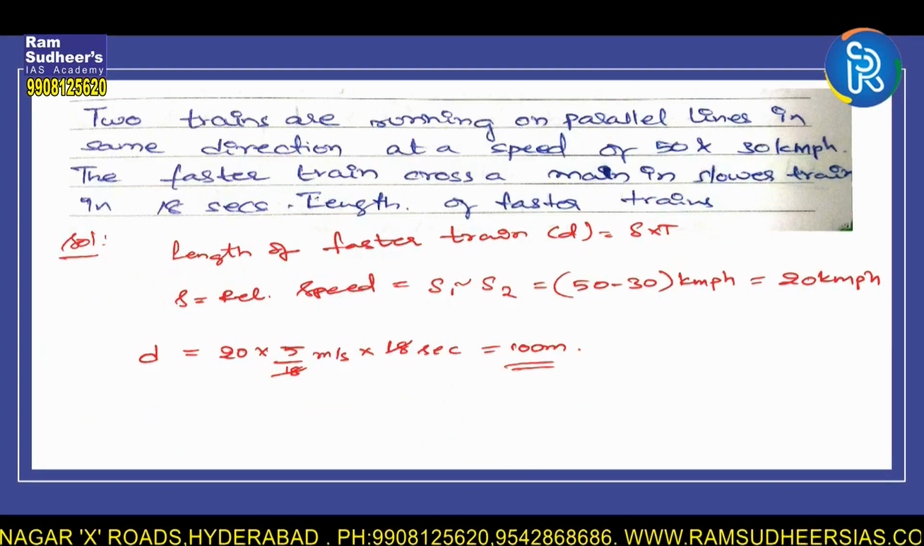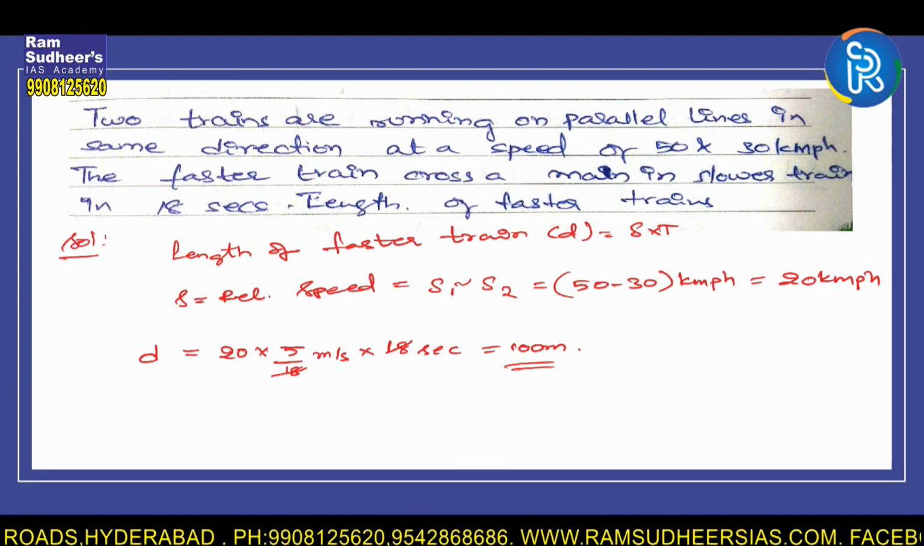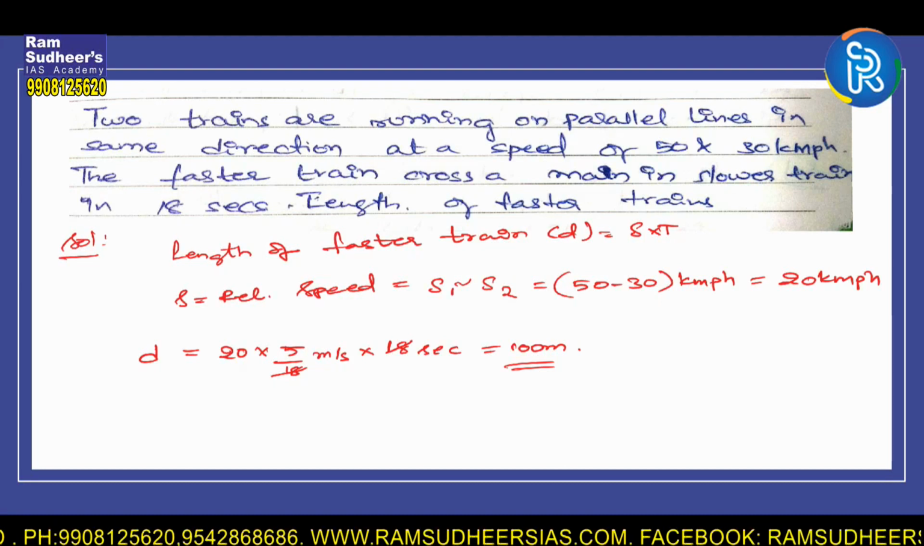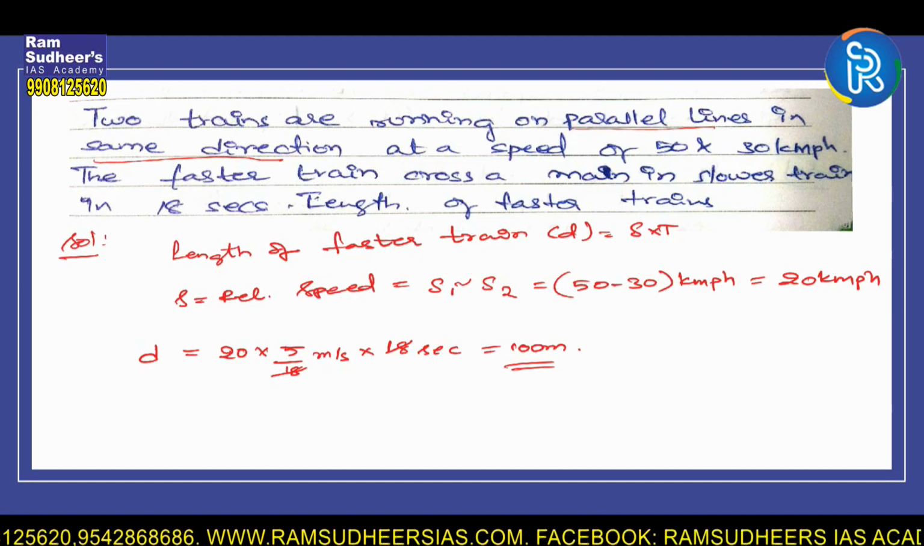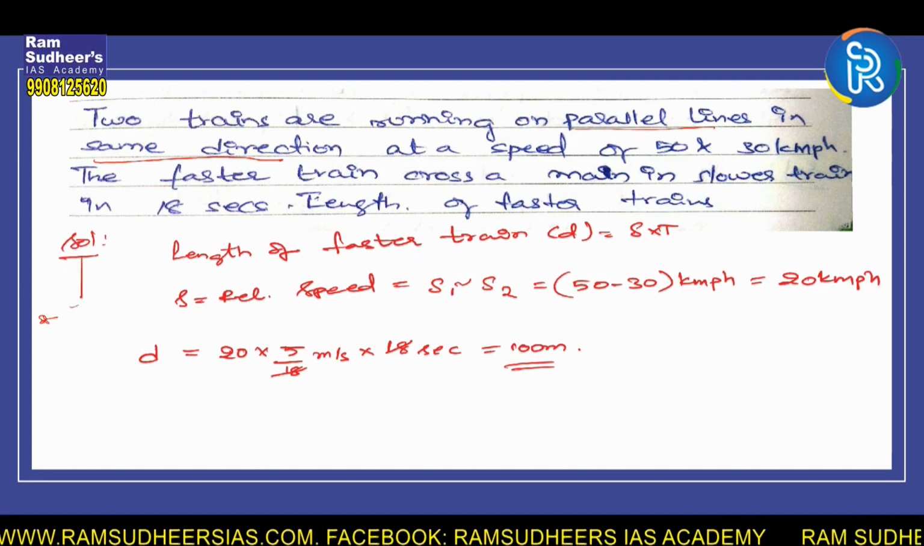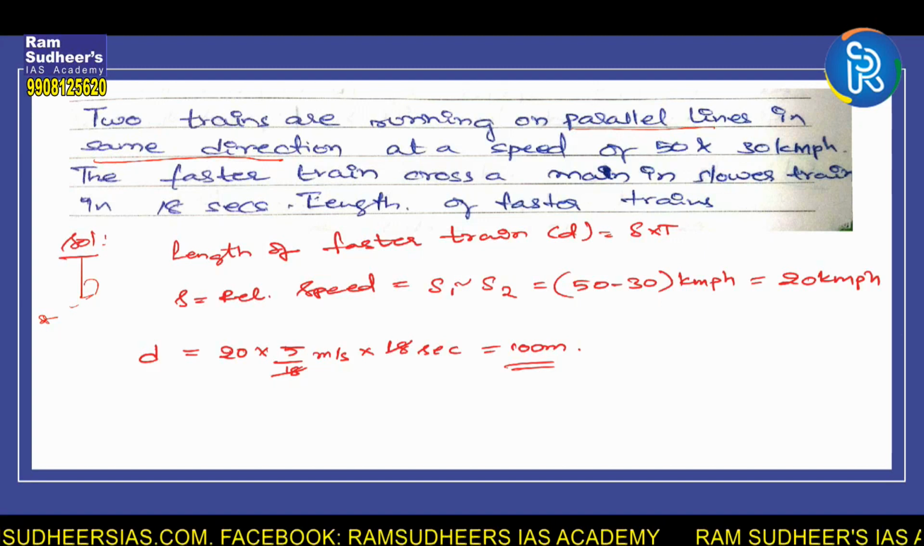Moving on to the next question. Two trains are running on parallel lines in the same direction at a speed of 50 and 30 km per hour. The thing that should strike you is that the relative speed should be the subtracted one, 50 km per hour minus 30 km per hour.